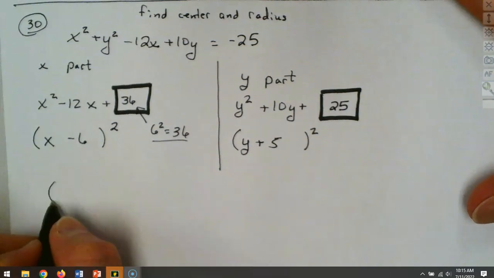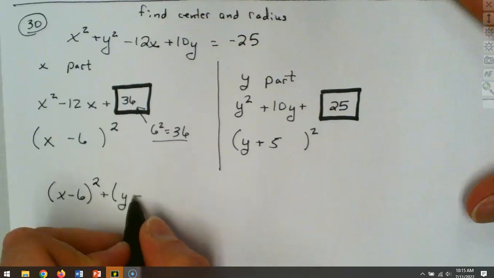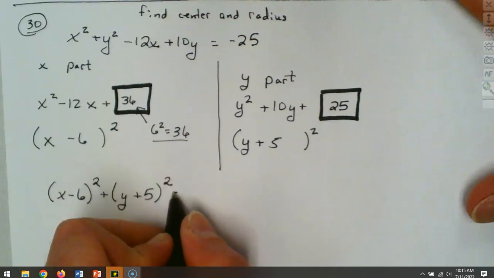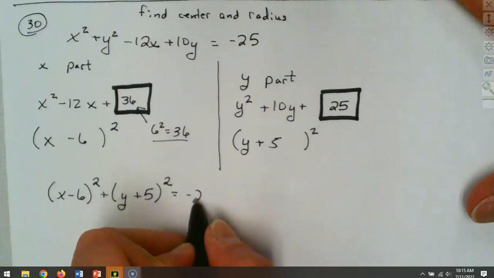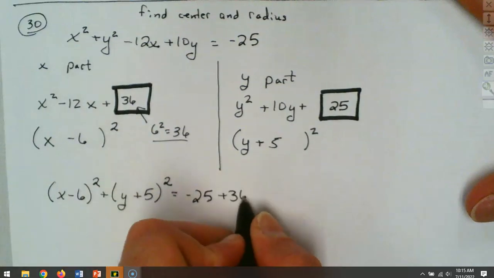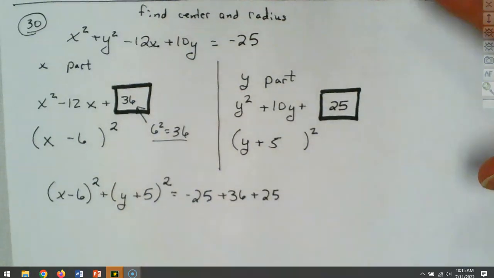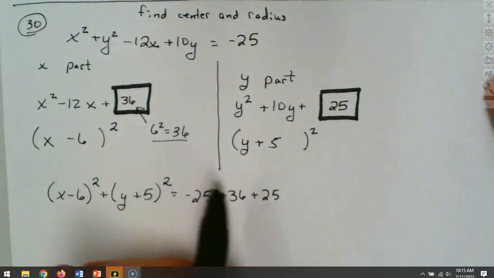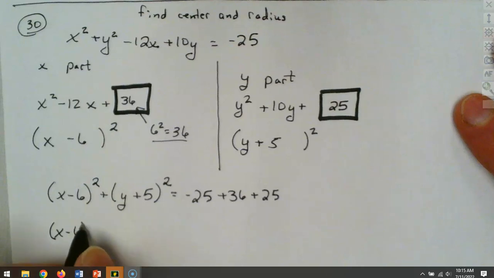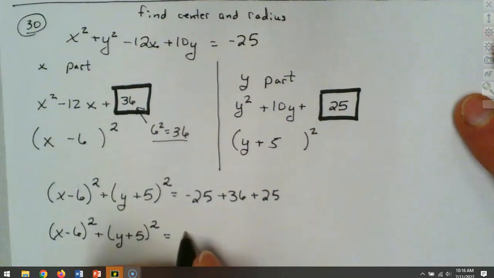So rewriting, we get x minus 6 quantity squared, y plus 5 quantity squared, and that equals a minus 25, which is already there. Then we add on a 36 to force the x part to factor. We add on a 25 to force the y part to factor. Those 25s can cancel, right? And that leaves you now with x minus 6 quantity squared, y plus 5 quantity squared, and that equals your 36.